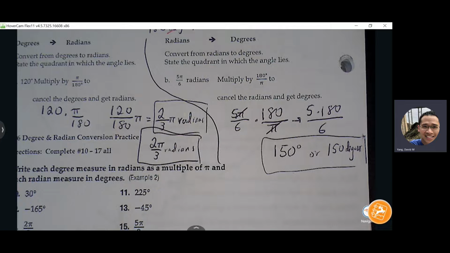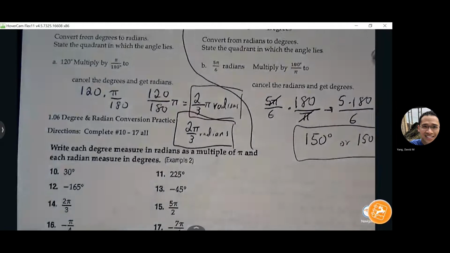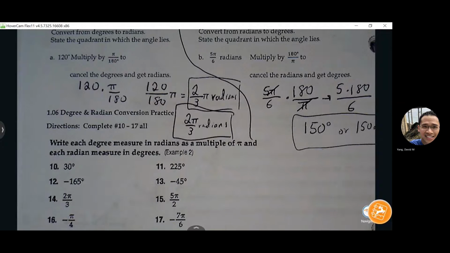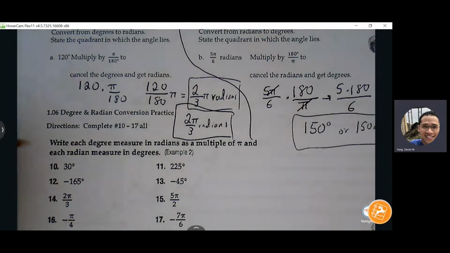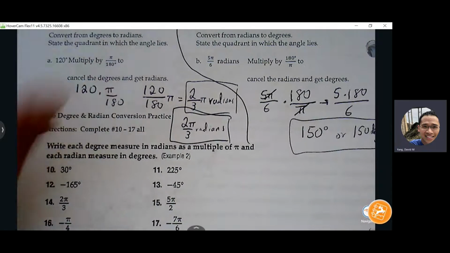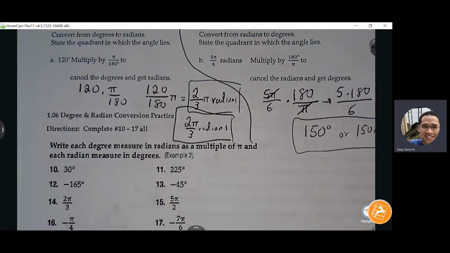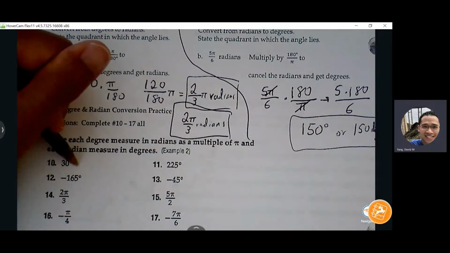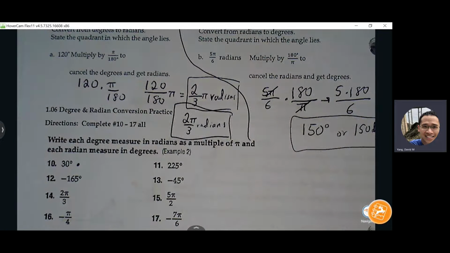So why don't we try some of these? I'll just do the setup for each of them, and then you guys can finish it. I'm sitting at 30 degrees. It says write each degree measure in radians as a multiple of pi, and each radian measure in degrees. So if I'm sitting at 30 degrees and I want to convert it to radians, what do I multiply by?